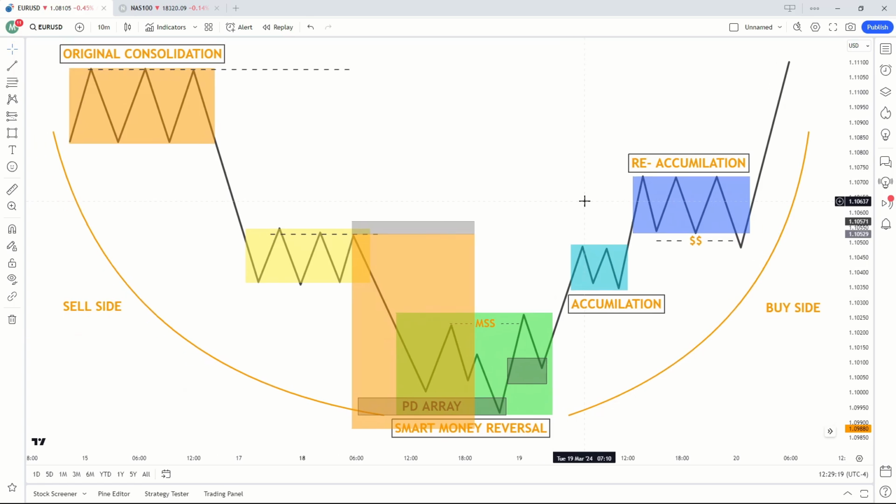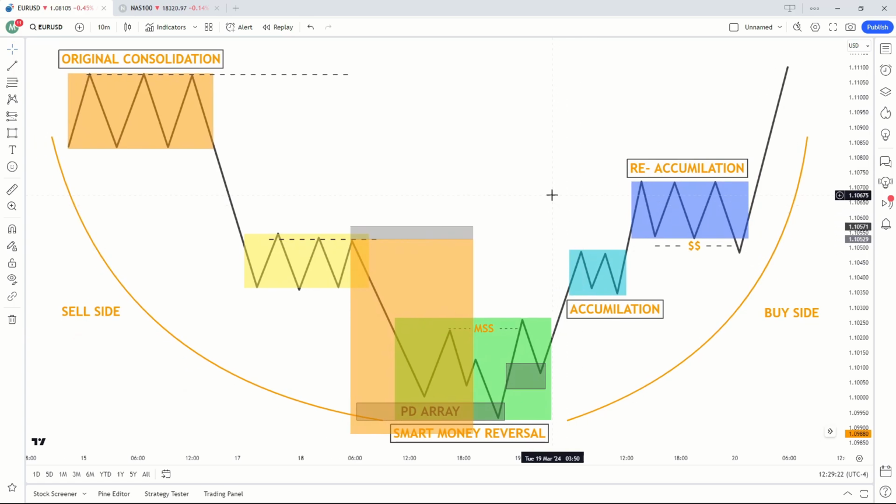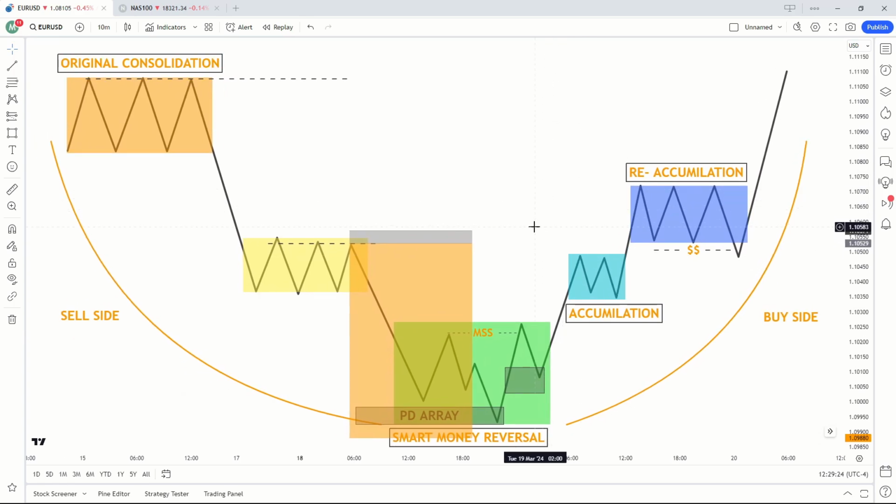Now, if you guys know, in any financial market, if you want to buy something, there needs to be sellers. If I go to an Apple store and I want an iPhone, there has to be someone selling an iPhone for me to buy an iPhone.